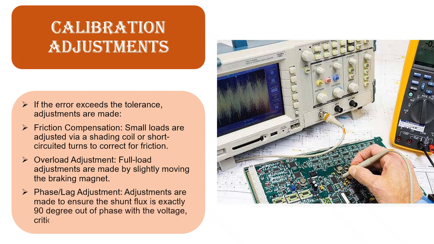Phase lag adjustment. Adjustments are made to ensure the shunt flux is exactly 90 degrees out of phase with the voltage, critical for accuracy at low PFs.